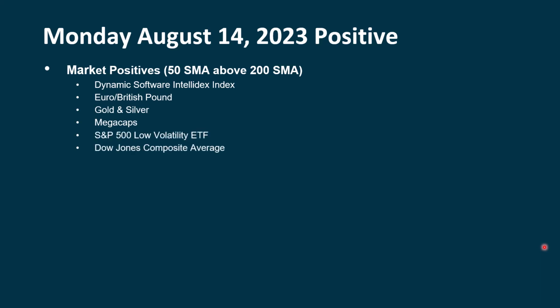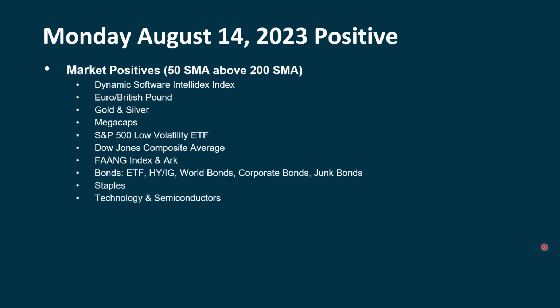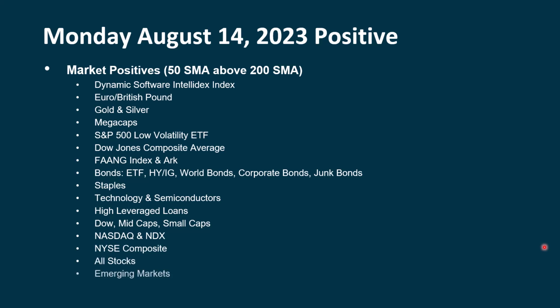The Dow Jones Composite Average. The FANG Index as well as ARK. And all the different bonds that we look at. Some of those are showing some weakness, but they're still in uptrends. Staples, tech and semiconductors, high leverage loans, the Dow, the mid caps and the small caps, the NASDAQ and NASDAQ 100, even though we've seen some weakness throughout the stock market in the past couple of weeks, the NYSE composite, all stocks, emerging markets, and Bitcoin, all of these are in uptrends.